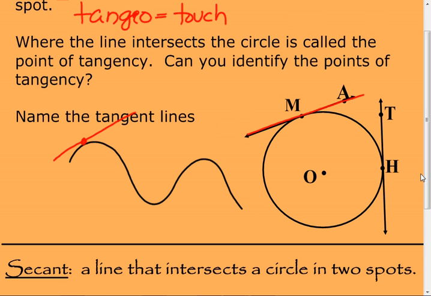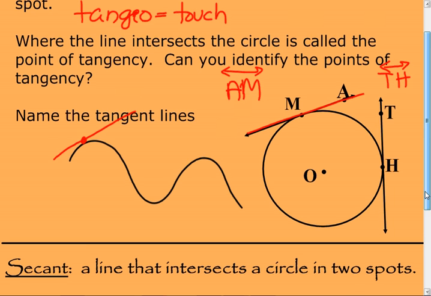So my tangent line, this is AM. Now what should I put above it? It's AM, and it's a line, so I better draw a line. What's the other tangent line? TH.